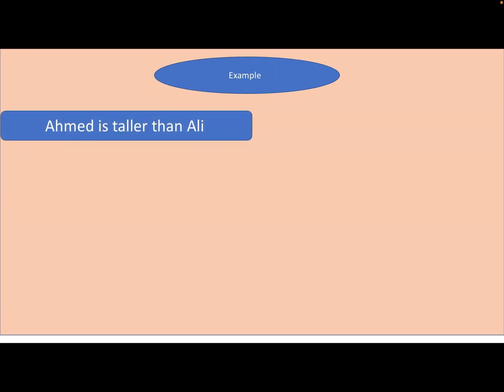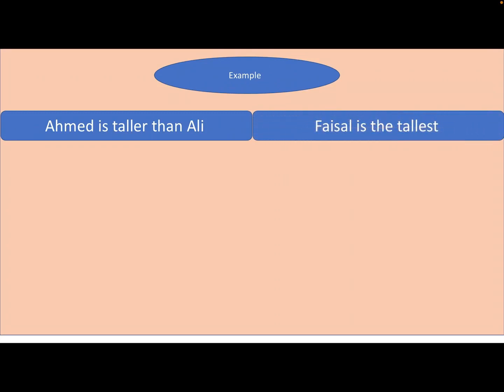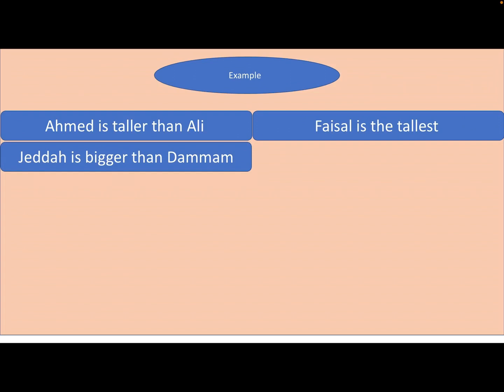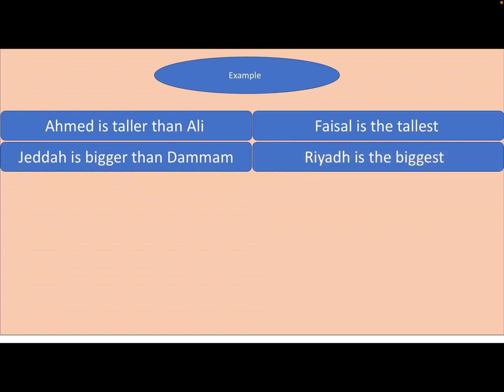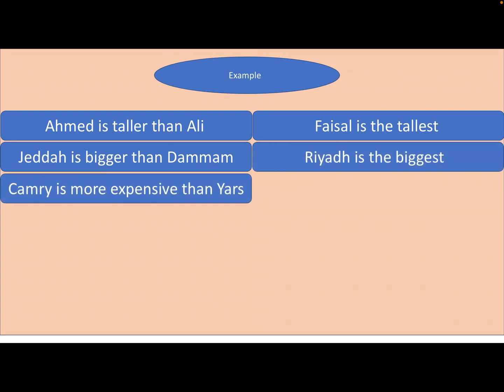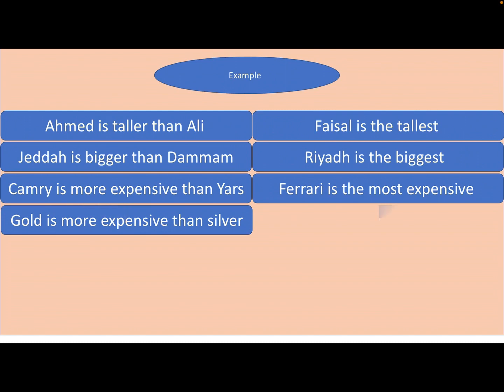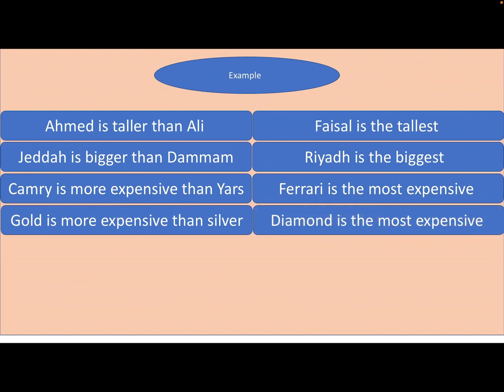Here are some examples for what we have explained. Ahmed is taller than Ali. Faisal is the tallest. Jeddah is bigger than Dammam. Riyadh is the biggest. Camry is more expensive than Yaris. Ferrari is the most expensive. Gold is more expensive than silver. Diamond is the most expensive.